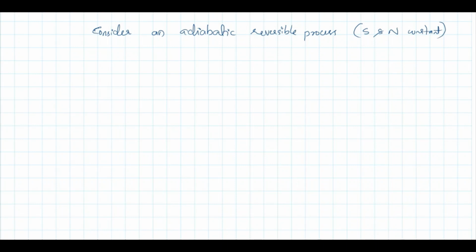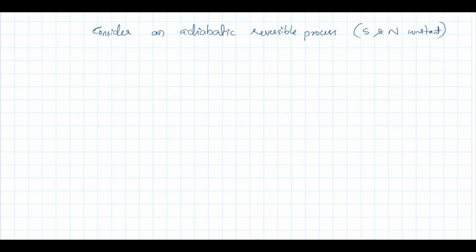Now consider an adiabatic reversible process. What is an adiabatic reversible process? That means S and N are constant. Entropy is constant. There is no change in entropy for a reversible adiabatic process.